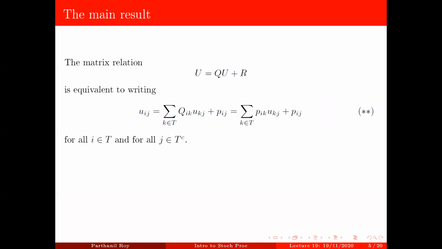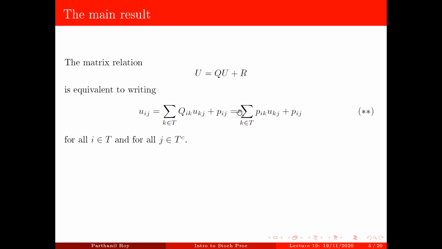Now, what is the restatement that I was talking about? It's not a restatement, it's just writing this longhand. Instead of writing in this matrix notation, if you just unfold the notation hidden in this matrix, what you get is that this is essentially the same as writing: for every i in T and for every j in T complement, Uij should be written as a sum over k belonging to T of Qik times Ukj, plus Pij.